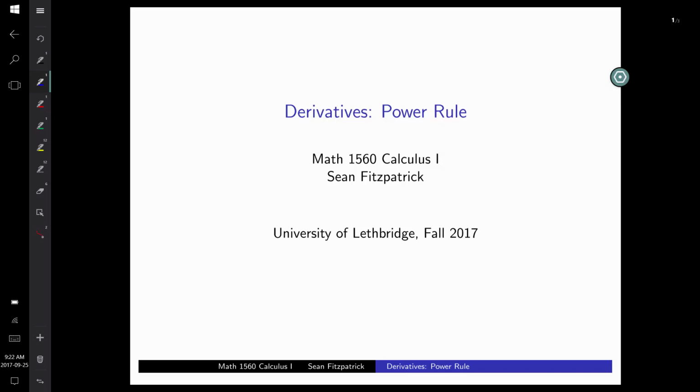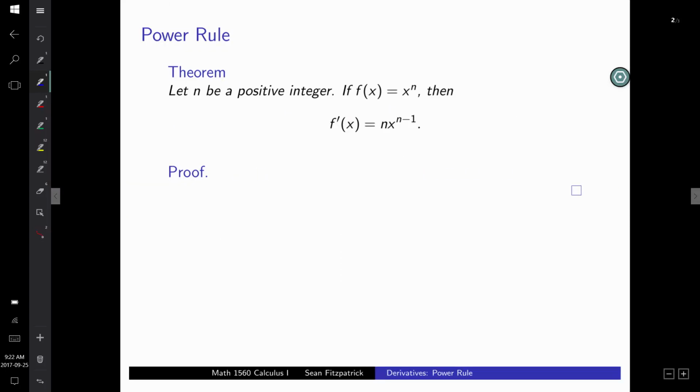Alright, so this is the next in our series of videos on derivatives for Math 1560, Calculus 1 at U of L for fall 2017. And in this video we're going to introduce one derivative rule that probably everyone knows, which is the power rule. So here's what the power rule looks like.